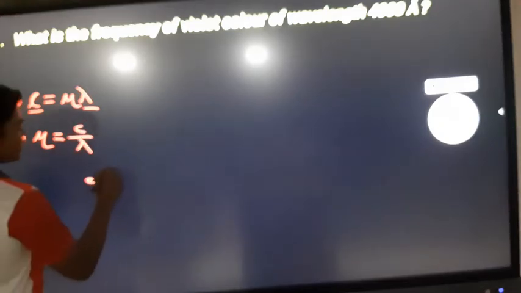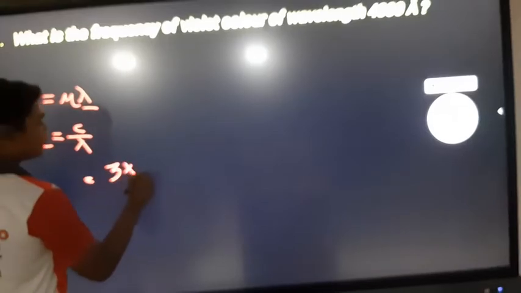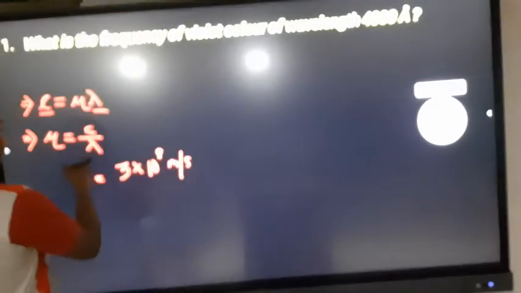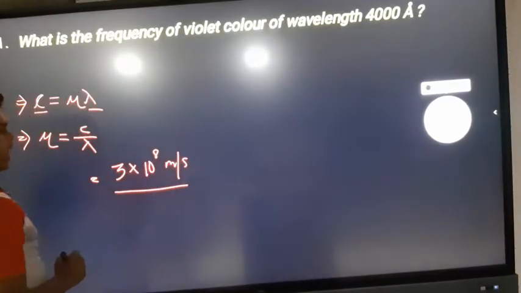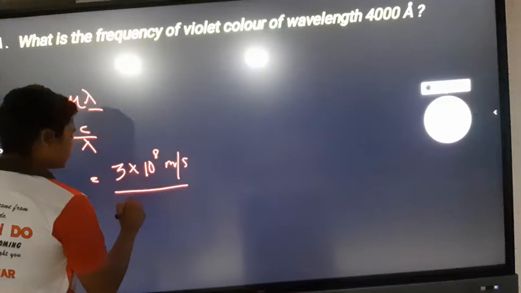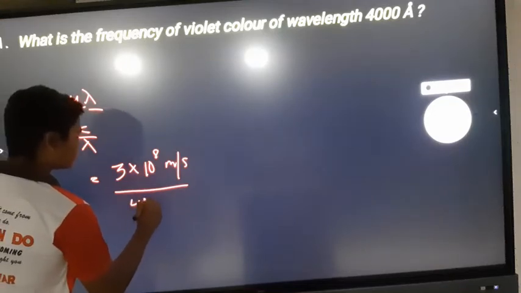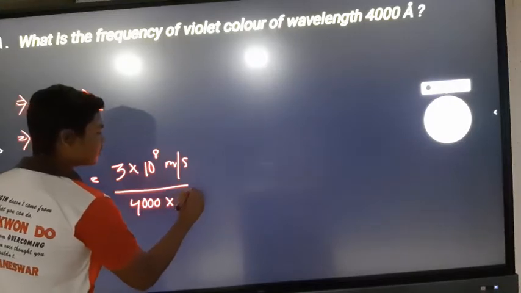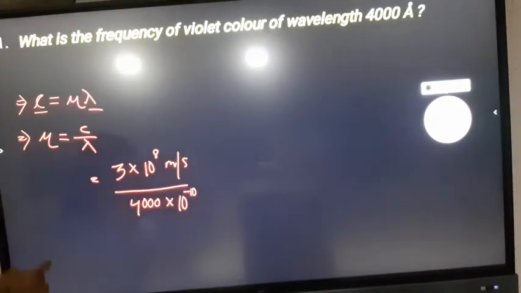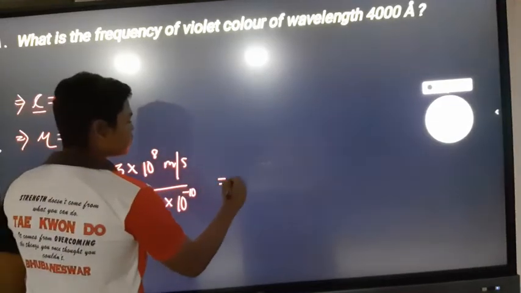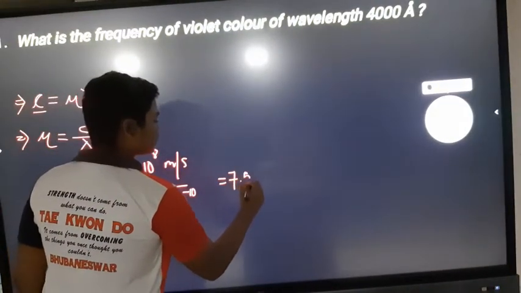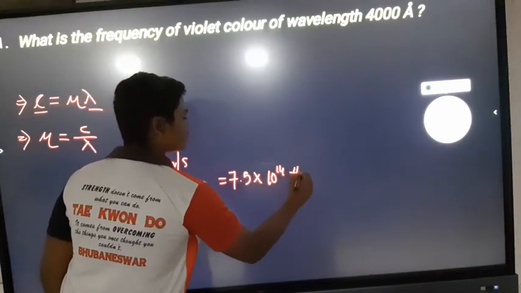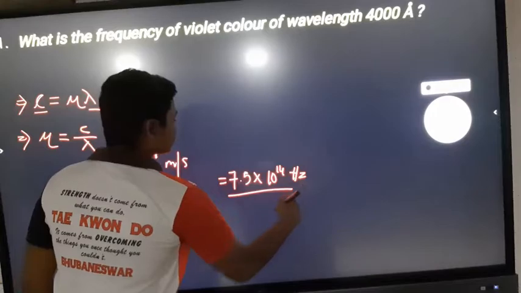C is the speed of light, that is 3 into 10 power 8 meter per second, and lambda is given as 4000 Armstrong. Armstrong means 10 to the power minus 10 meter. So we will write 4000 into 10 to the power minus 10. After calculation we will get 7.5 into 10 to the power 14 hertz. So this is the answer.